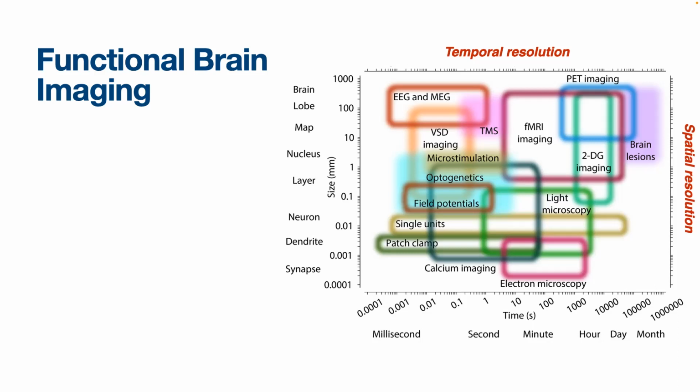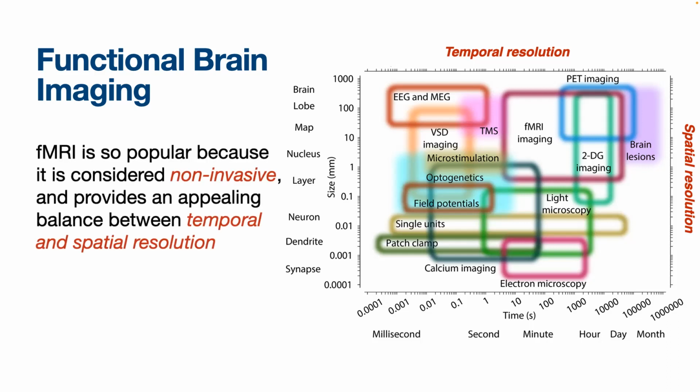So where is fMRI here? You see that it is this very, very large blob in that region of this space. You can't do single cell electrophysiology with an fMRI machine. That's clear for other reasons also that I'll get into in a bit. But you see that it is very large. It does span a bunch of these ranges. You can go to different levels of detail with fMRI.